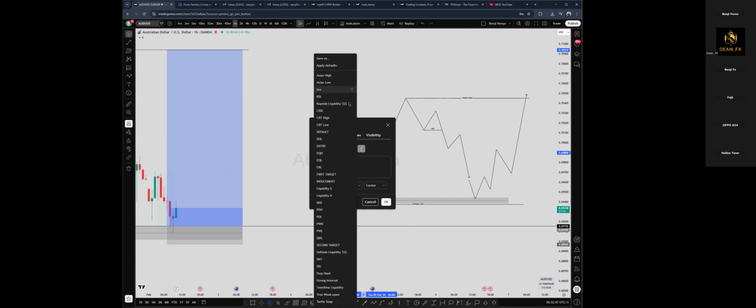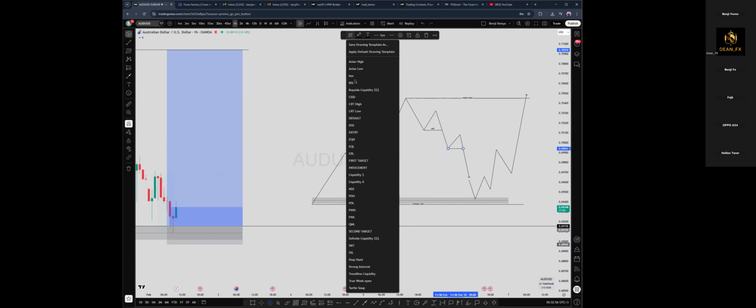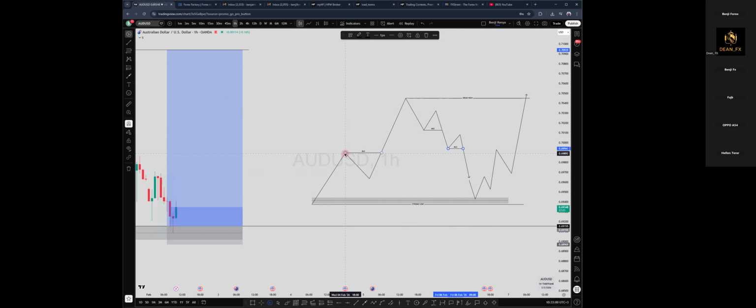So this here is an external break of structure. This is an internal break of structure. But on the opposite side, this is an internal. This is an external break of structure. This is an internal break of structure. I hope you guys are getting it. Then from here, we usually wait for what we call confirmations.